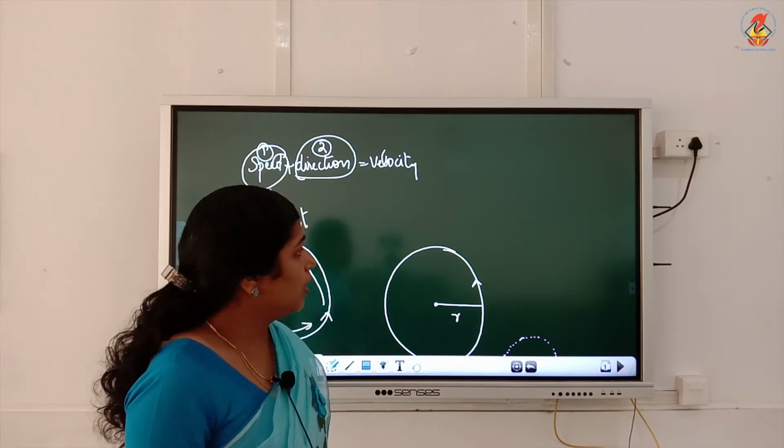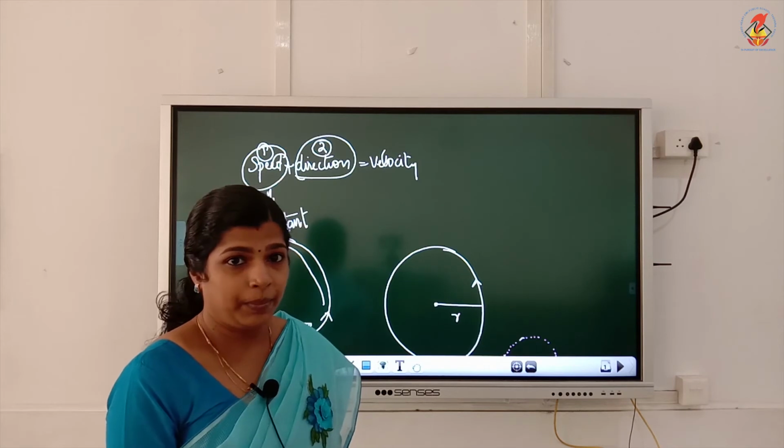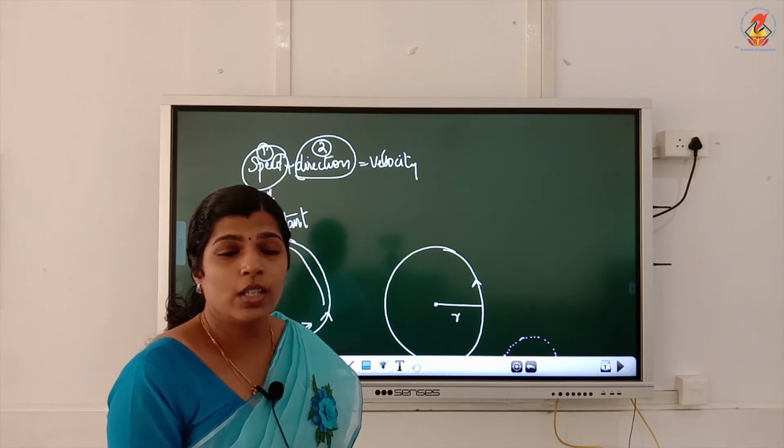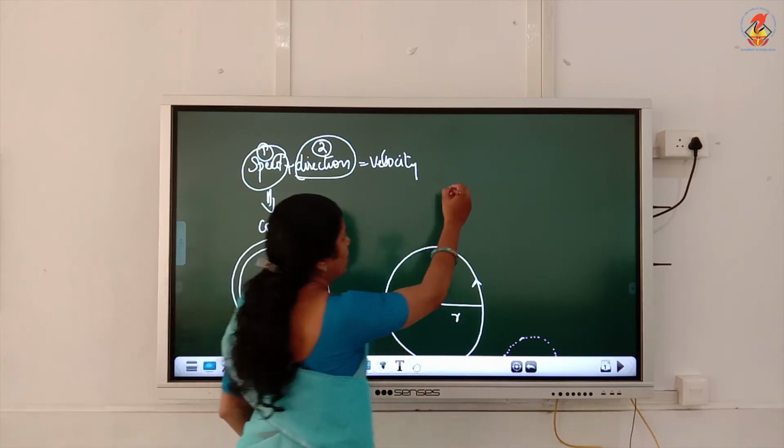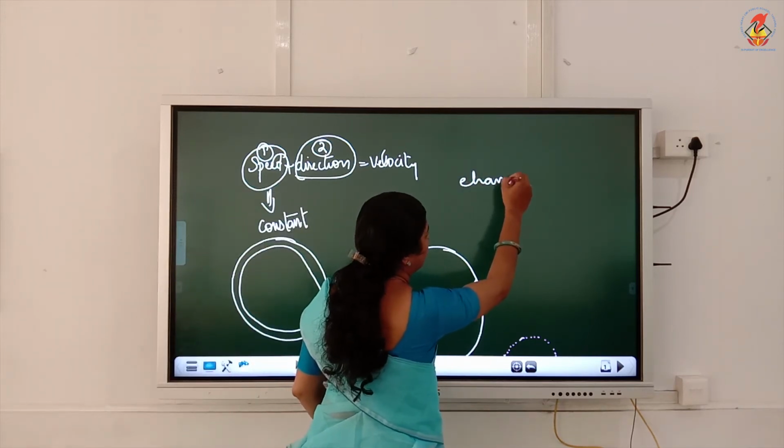So, change in velocity in unit time is known as acceleration. That is, change in velocity by time.